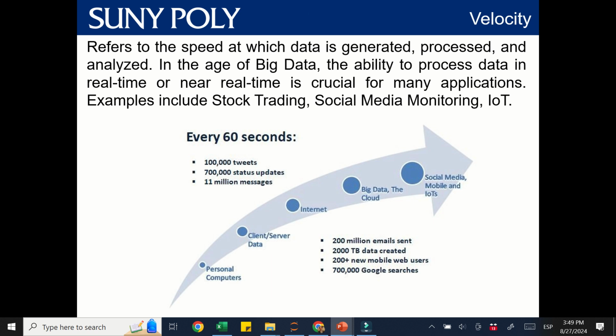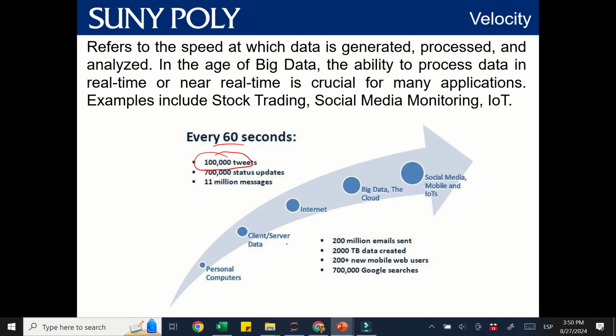Okay, so the third V, it's velocity. It refers to the rate or the speed at which we're generating data nowadays. And as you're watching this video, I'm pretty sure that you're generating data. Maybe you are texting with someone else, or you are taking pictures, or if you have sensors, you are creating data every single minute or second. If we check, for example, on Twitter or X, in 60 seconds, users create around 100,000 tweets, which is a lot.